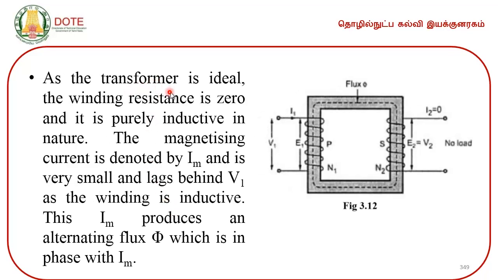As the transformer is ideal, the winding resistance is 0 and it is purely inductive in nature. The magnetizing current Im is very small and lags behind the applied voltage V1, as the winding is inductive. This Im produces an alternating flux phi, which is in phase with Im.